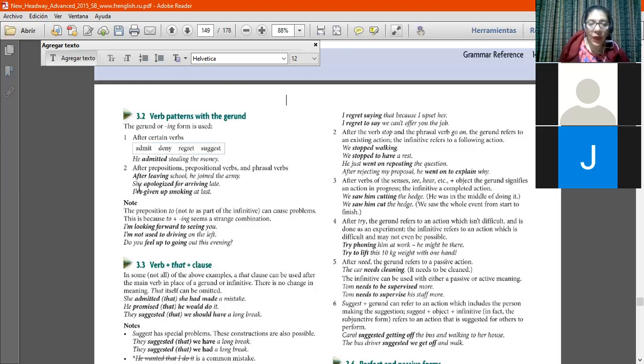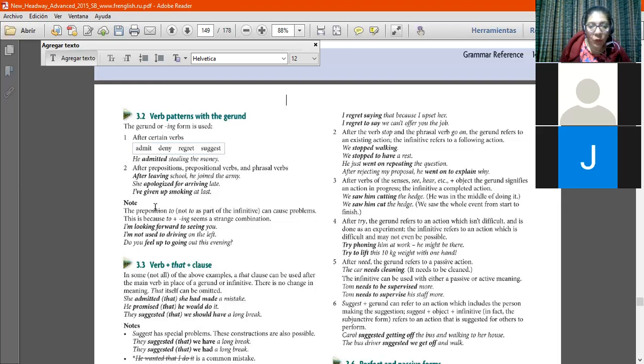And number 2, after prepositions, prepositional verbs and phrasal verbs. Like this: after leaving, ing, so prepositions. After leaving school, he joined the army. Ahora, ¿cómo sería la traducción? After leaving school, después de dejar el colegio, he joined, se incorporó a la armada. He joined the army. So, she apologized for arriving late. She apologized, se disculpó por llegar tarde.